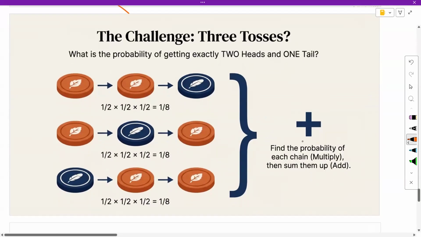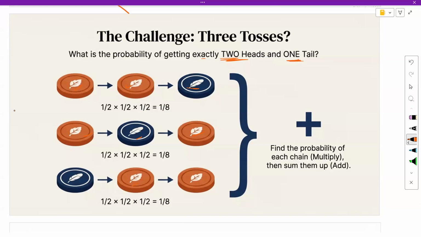Try by yourself. What's the probability of getting exactly 2 heads and 1 tail? So here we can say head, head, tail; head, tail, head; and tail, head, head. So all these 3 are the possible outcomes.